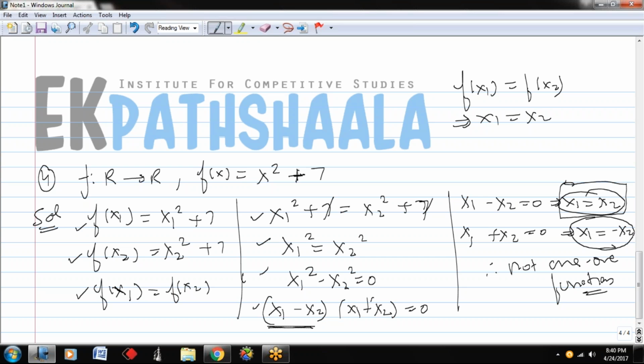That means if I take this factor equal to 0, I will get x1 equal to x2. Whereas when I take x1 plus x2 equal to 0, I will get x1 equals minus x2. All I need is this condition. This condition is generated, whereas in the lower one, it is not being generated. Hence, from the lower one, we say that it is not 1-1. It should always generate only x1 equals x2.